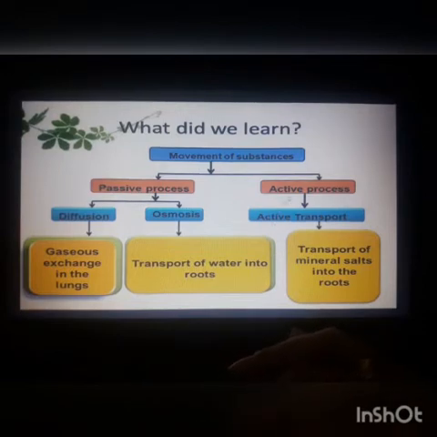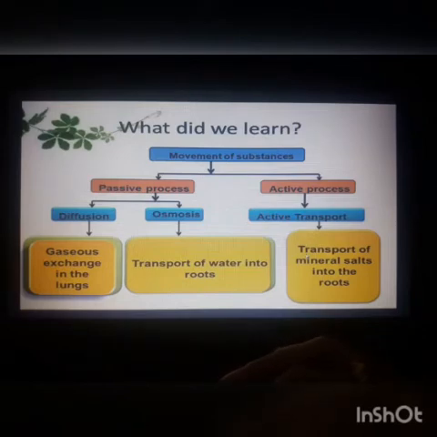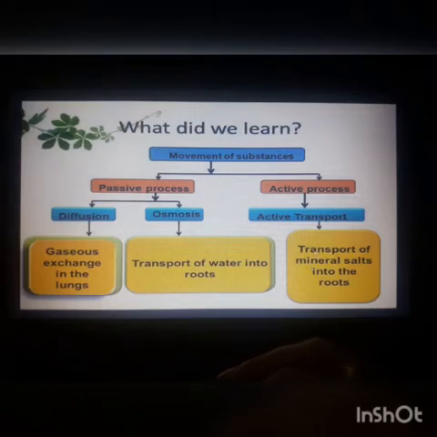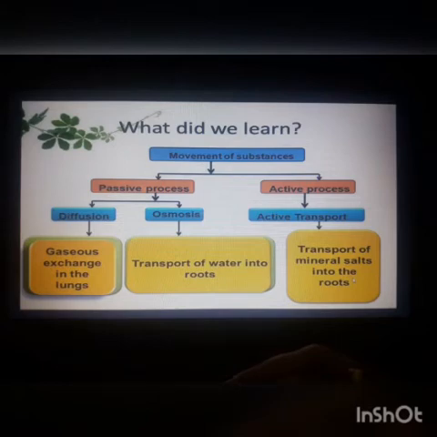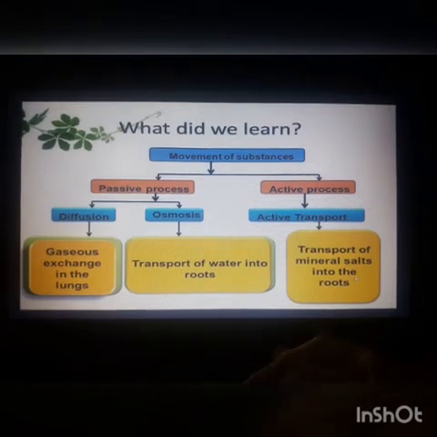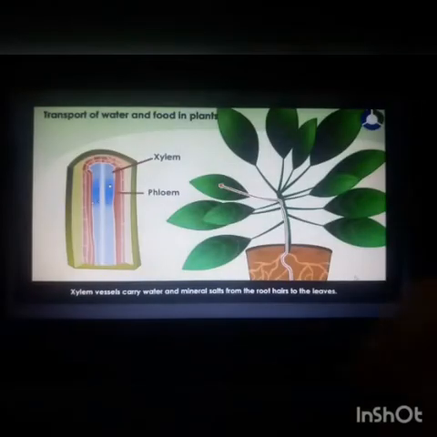In active transport, or the active process, we move the material against the gradient. Against the gradient means we already have them in lower concentration, but we again want to take them, so we put in some energy and then we grab the materials. These are basically, you can see, the transport of mineral salts into the roots. In your book you have already mentioned these two types of transportation within plants as well as in animals.